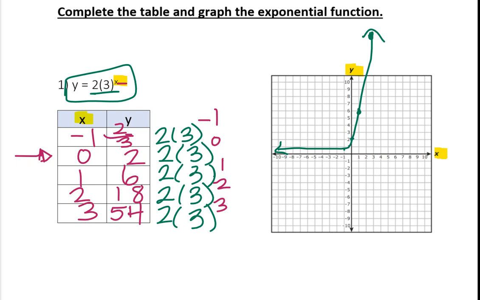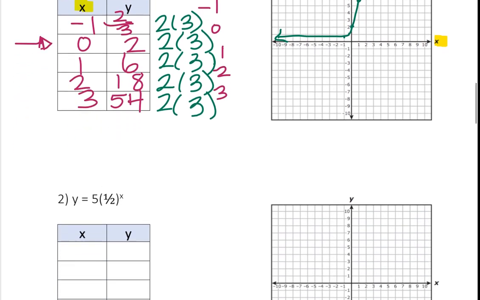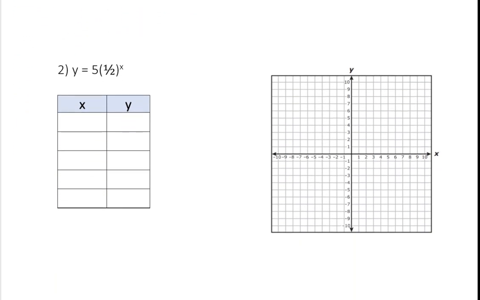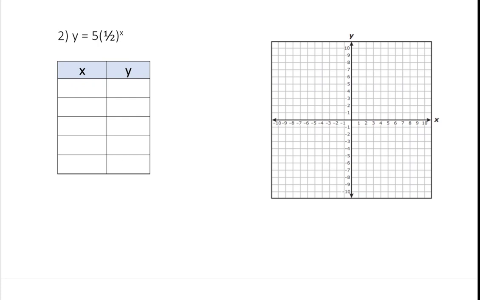Okay, let's do the next problem. y equals 5 parentheses 1/2 to the power of x. I'm going to use the same x values as I did in number 1. So -1, 0, 1, 2, and 3. Okay. Again, I am going to plug these in for my x value because these are my x's.